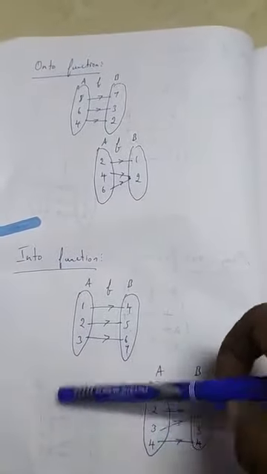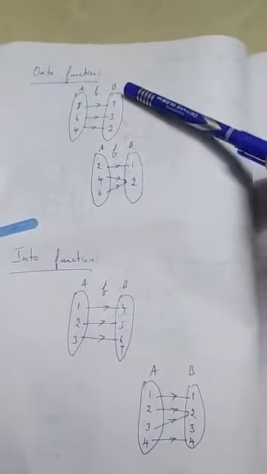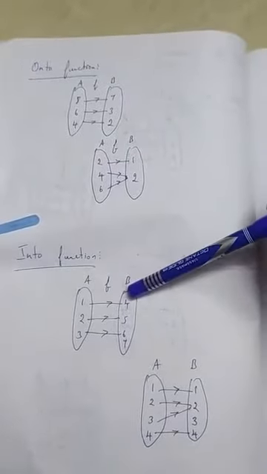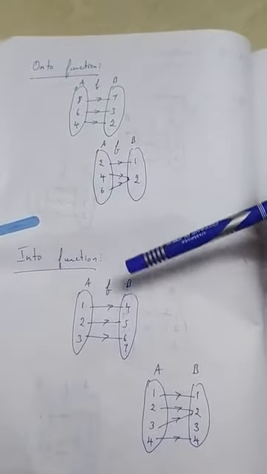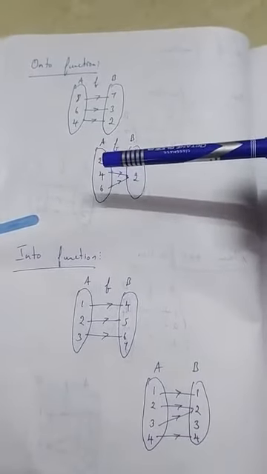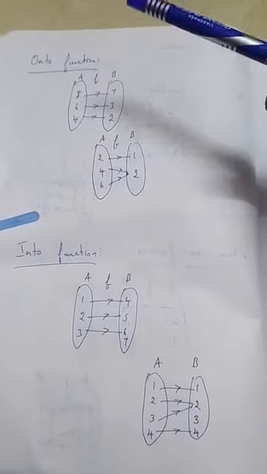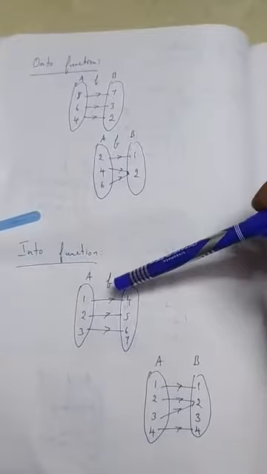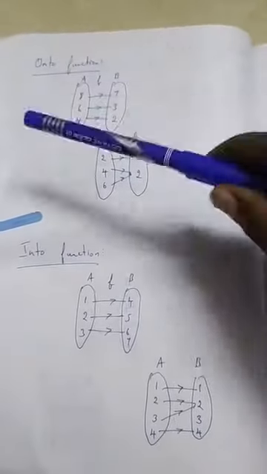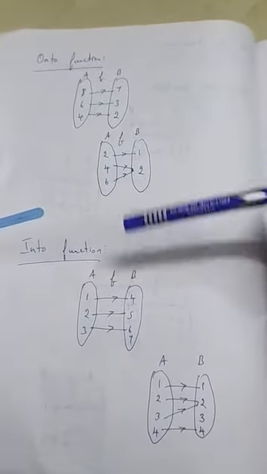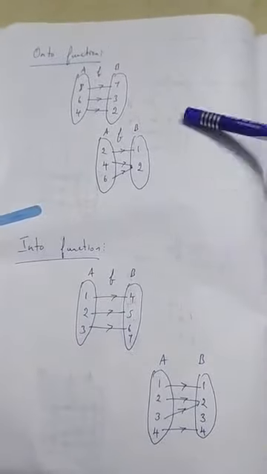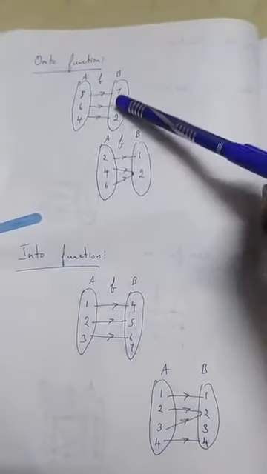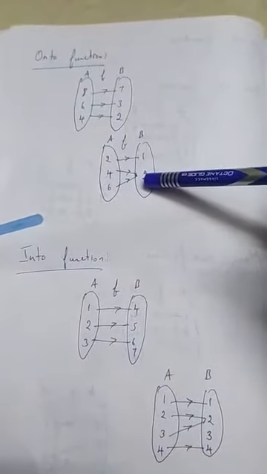Hello students. The next one is onto function and into function. The first two functions are one-to-one function and many-to-one function. Those two functions are a pair. The same way, onto function and into function are a pair. So very simple. First, onto function.